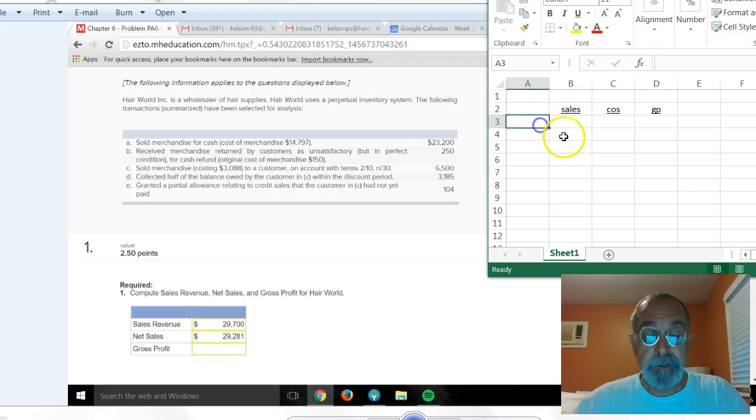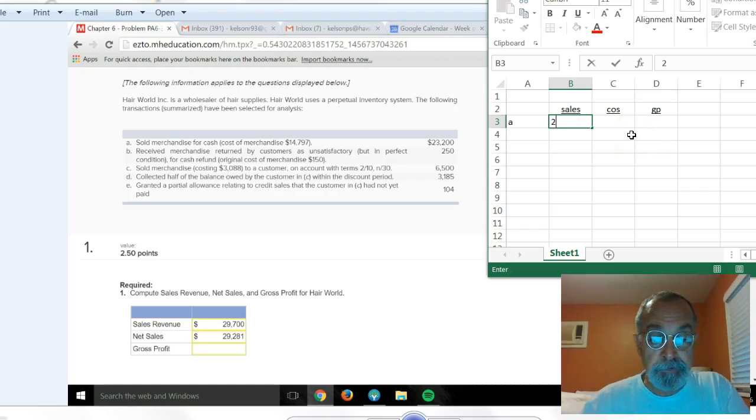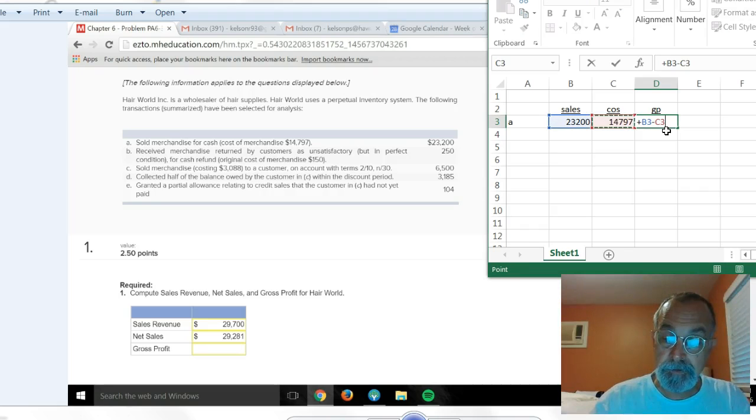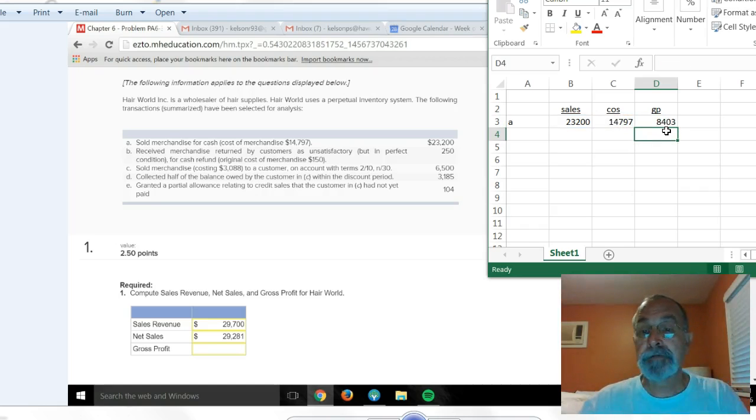And so we got transaction A, and it's 23.2 is the amount of the sale, and 14,797 is given as the cost of that sale. And so we can use a simple formula here to take sales and subtract cost of sales to get gross profit of 8403. Okay, transaction B, receive merchandise returned by customers as unsatisfactory.